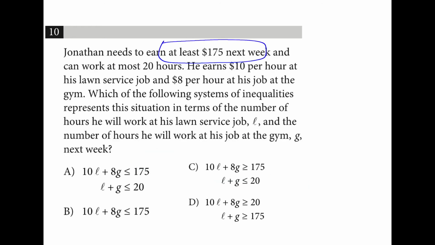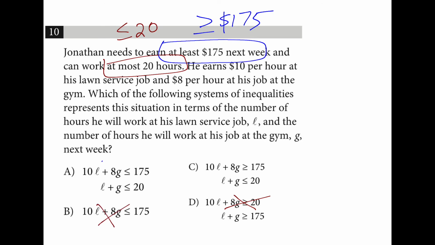At least $175, so that's greater than or equal to 175. And at most 20, so that's less than or equal to 20. If I look for those, I see greater than or equal to 20, so that's wrong. This one is missing the 20. This one has less than or equal to 175. There's our answer, C.